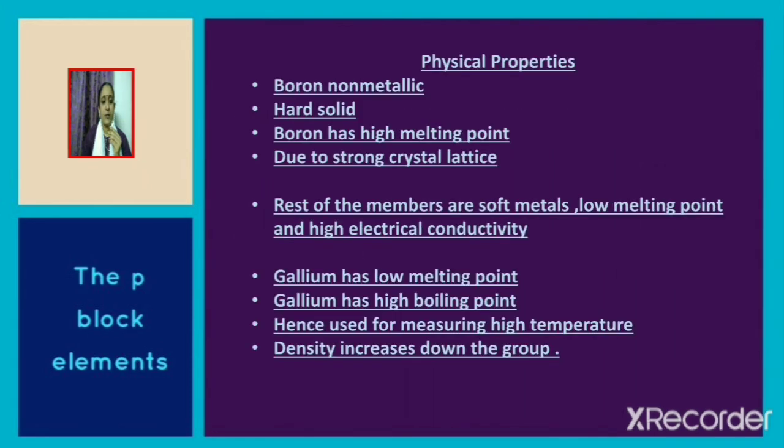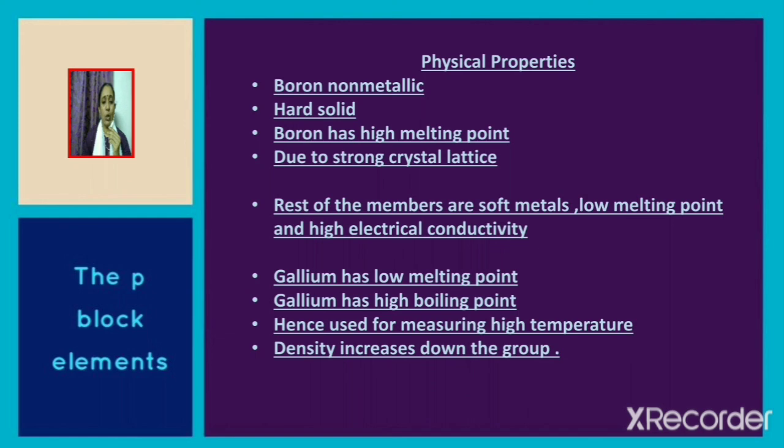Physical properties. Boron is a non-metal. It is a hard solid. Boron has high melting point. It is due to strong crystal lattice. Rest of the members are soft metals with low melting point and high electrical conductivity.